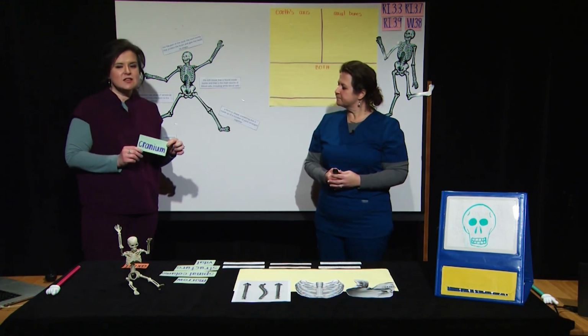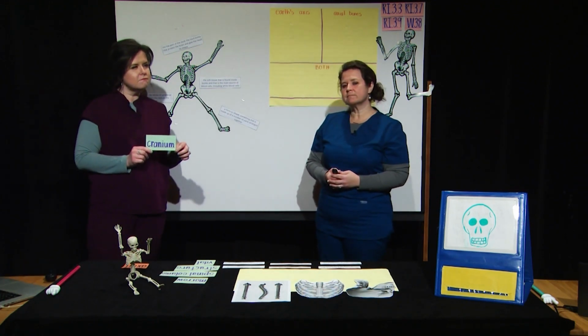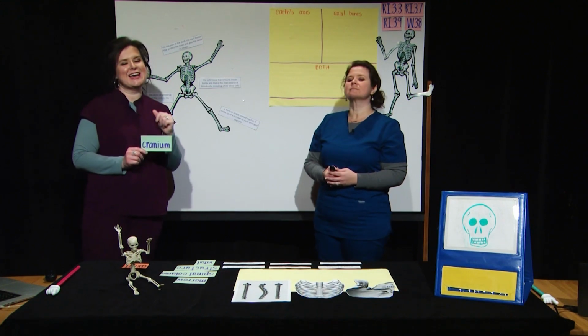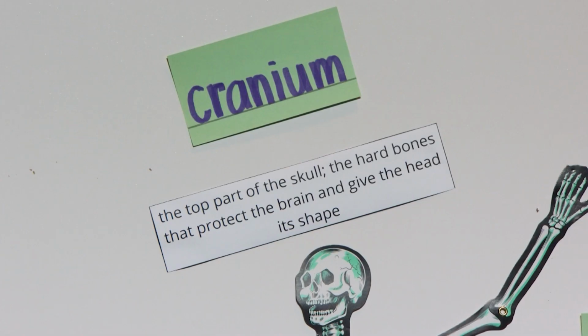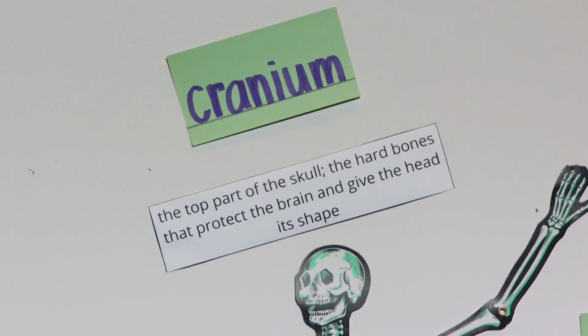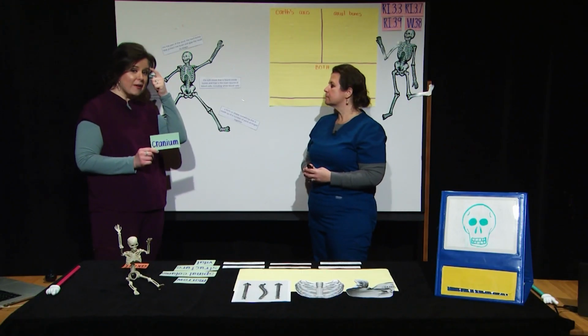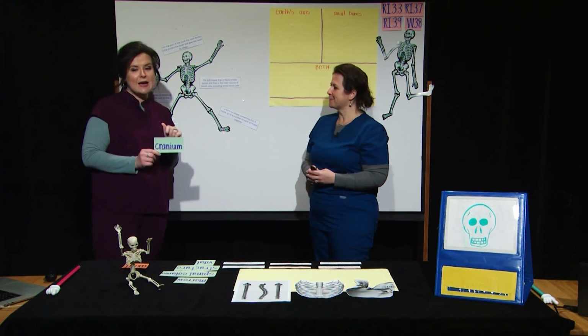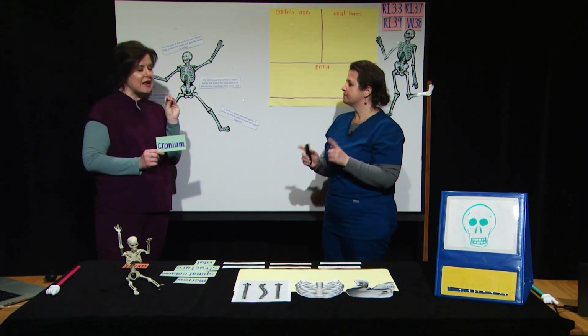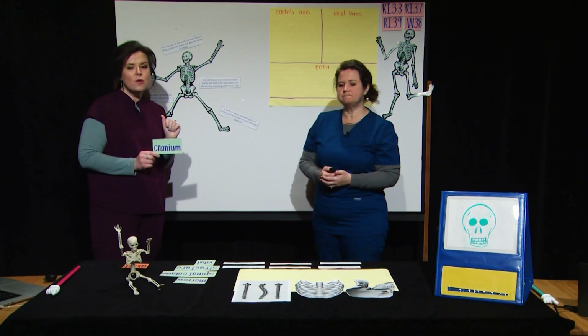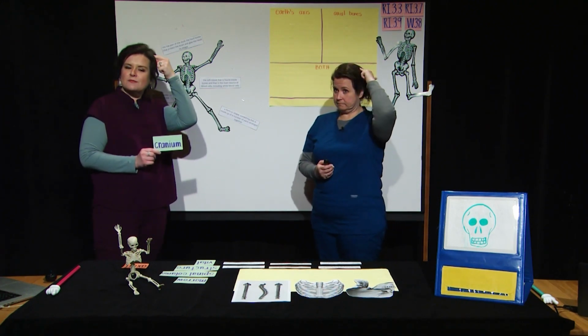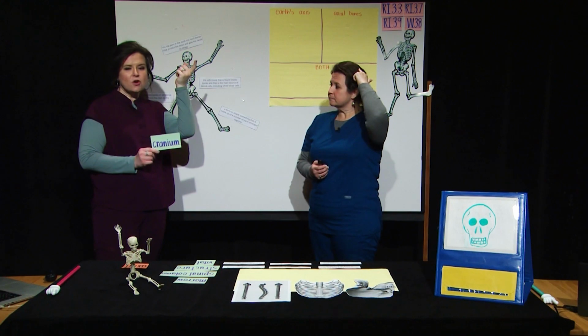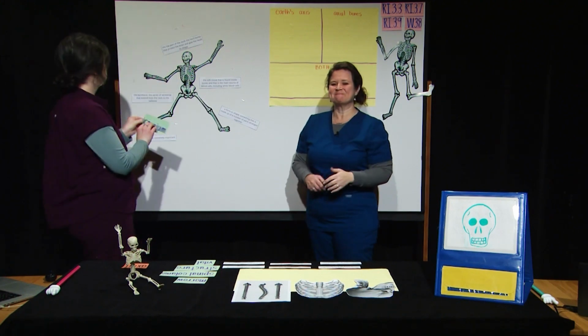Cranium. Scholars, what's the word? Yes, that's it. Cranium. The cranium is the top of the skull, the hard bones that protect the brain and give the head its shape. For example, my son Davis is always sure to wear a helmet on his cranium while riding his bicycle to protect his brain in case there is an accident. Let's point to our heads when we say cranium. What's the word that means skull? Cranium. That's right.